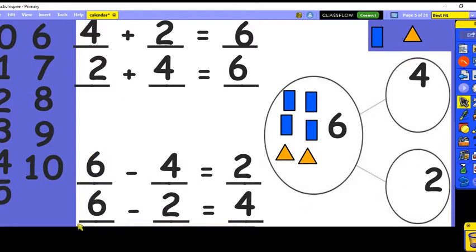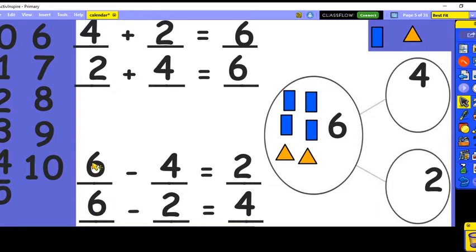Now this time we're starting with our total, our bigger number, and we're going to take the parts away, and we're going to see how many we have left. When we subtract, our answer always gets smaller, and when we subtract, the answer is called the difference.